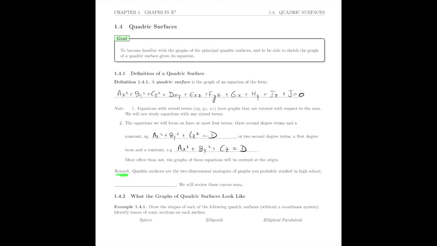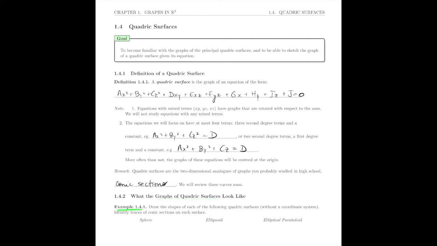Just a little remark here: quadric surfaces are actually the three-dimensional analogs of graphs that you probably studied in high school, the conic sections, things like circles and ellipses and parabolas and hyperbolas. We're going to review these curves soon. But what we're going to start with is taking a look at the graphs of some actual quadric surfaces.